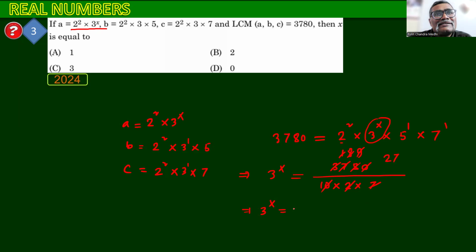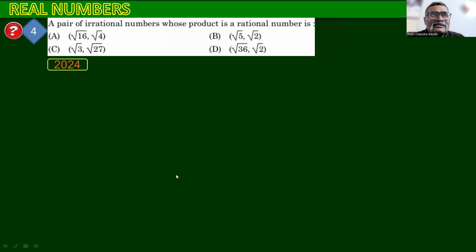3 to the power x is equal to 27. That is equal to 3 cube. So what is the value of x? 3. So your answer is 3. Right? Your answer is 3. So that way you can see it. Or you can do one more thing. You can directly factorize this and cancel these factors. That's all. You can get many other ways as well. Okay. Now you come to the next question.